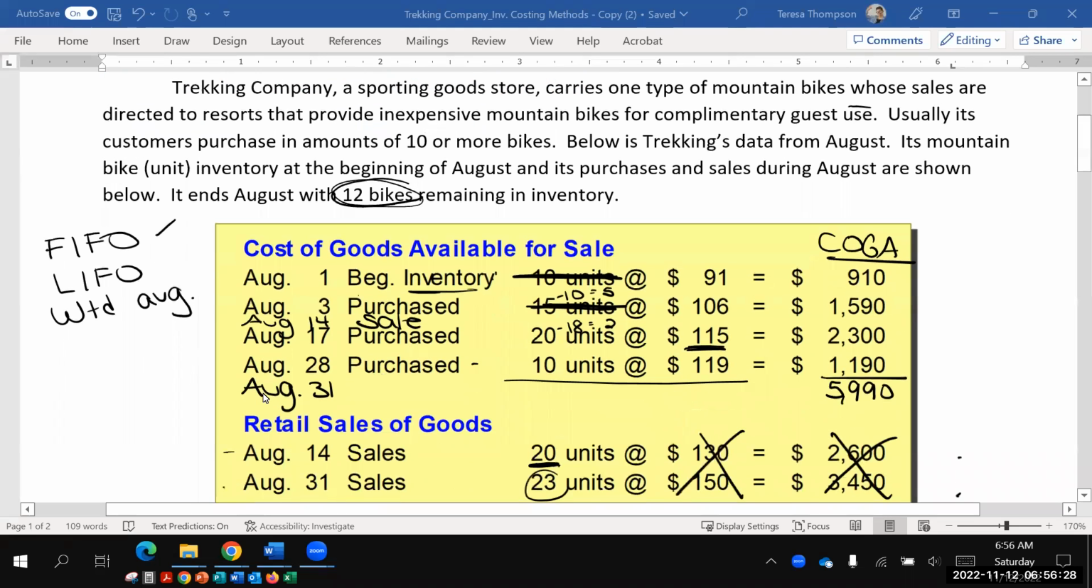All right, now we're going to do LIFO. Let me erase some of this. You might want to print out just a new copy to prepare yourselves for this.